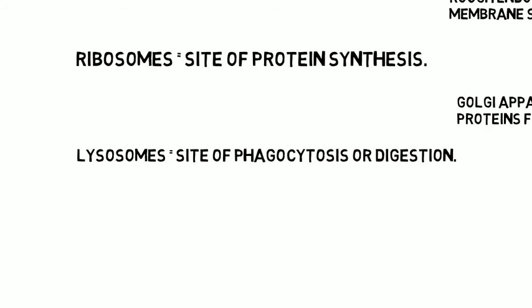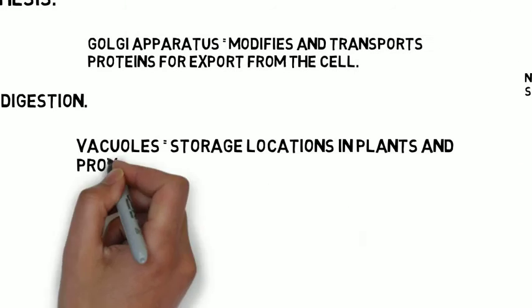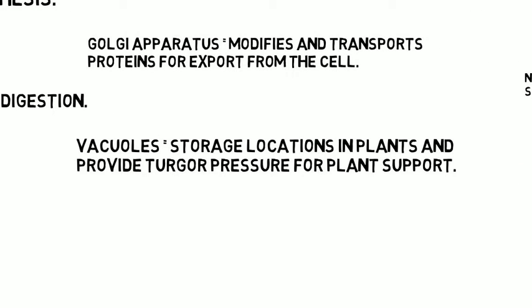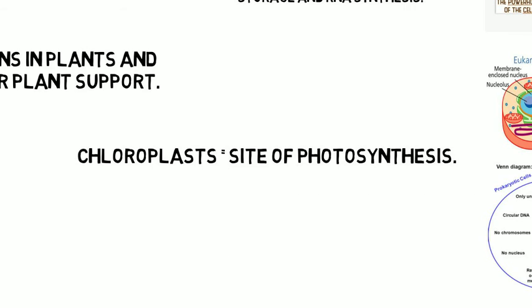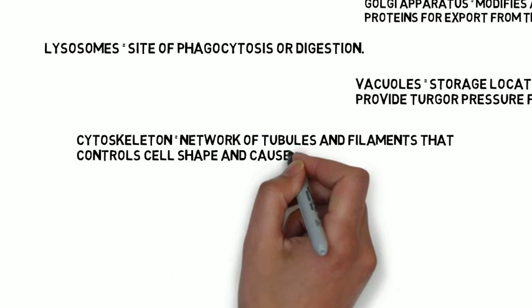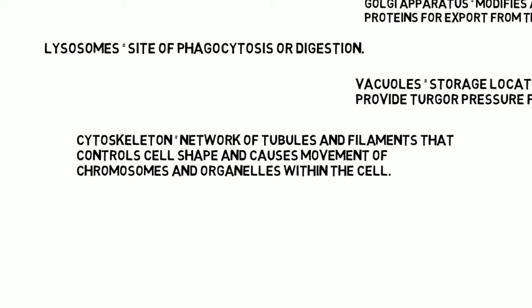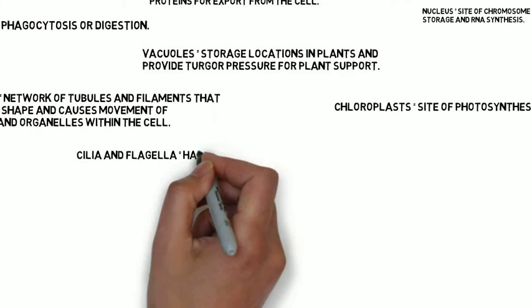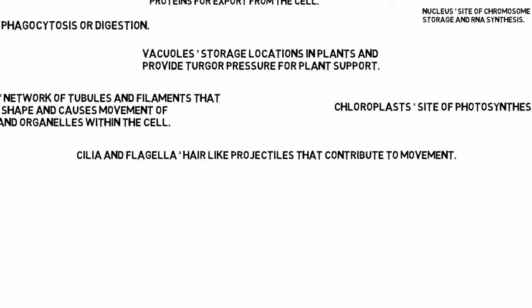Lysosomes, which are the site of phagocytosis or digestion. Vacuoles, which are storage locations in plants and provide turgor pressure for plant support. Chloroplasts, which are the site of photosynthesis. Cytoskeleton, which is a network of tubules and filaments that controls cell shape and causes movement of chromosomes and organelles within the cell. Cilia and flagella are hair-like projections that contribute to movement.